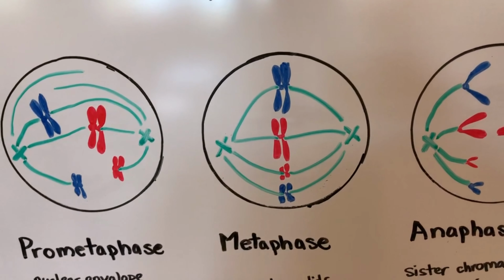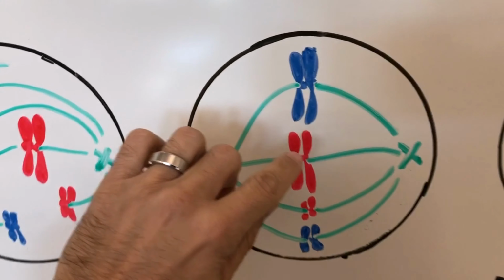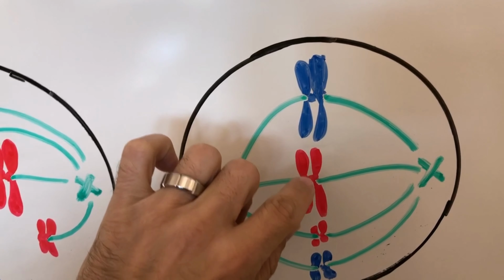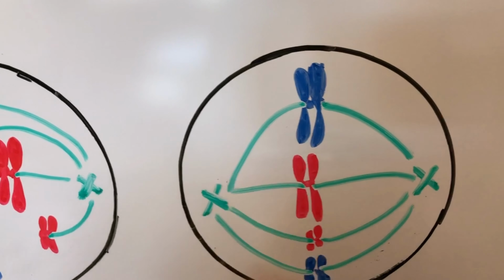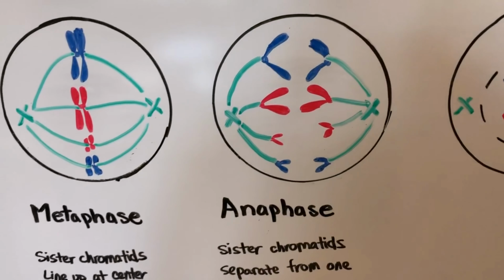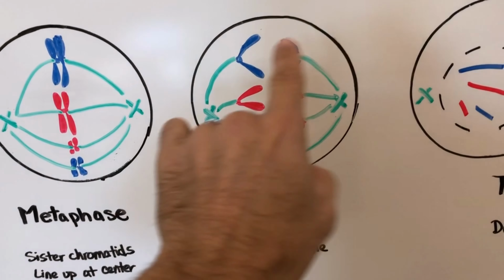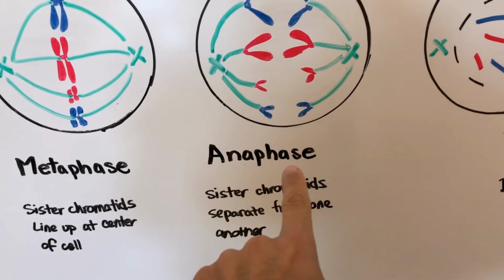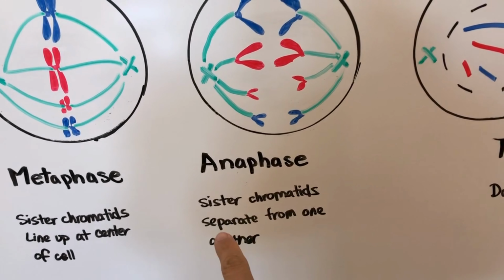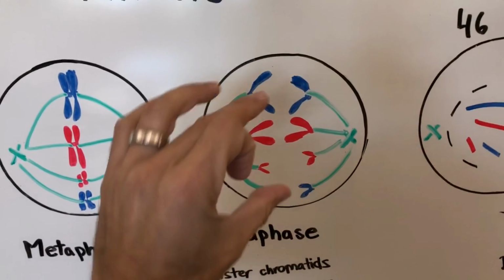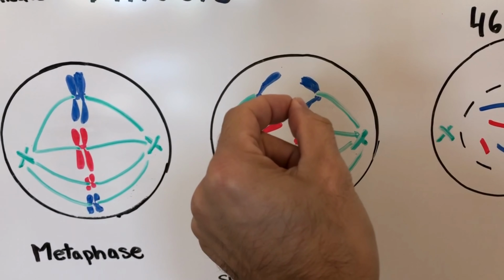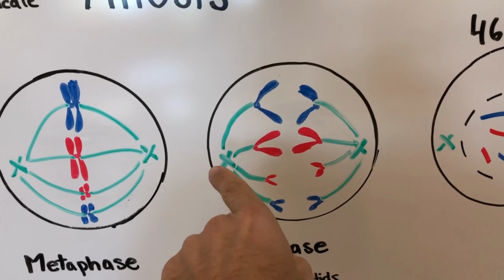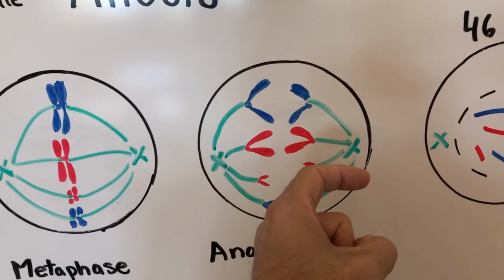Now, do you remember the cohesin proteins holding the sisters together? Well, those break apart, those let go. And look at this. This sister chromatid separates from that sister chromatid. So in anaphase, sister chromatids separate from one another when those cohesin proteins that held the sisters together release. One sister chromatid heads to the left and one sister chromatid heads to the right.